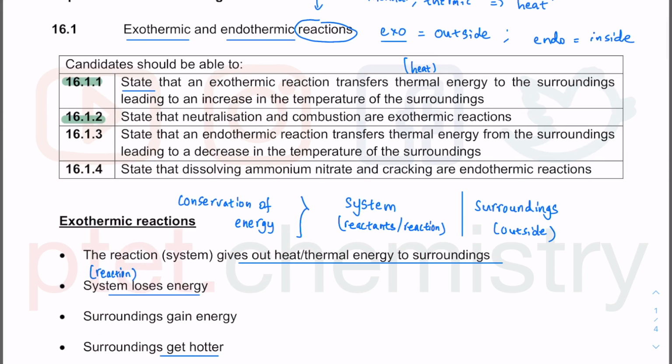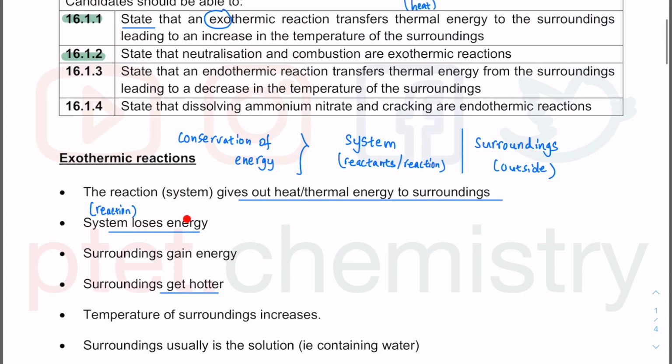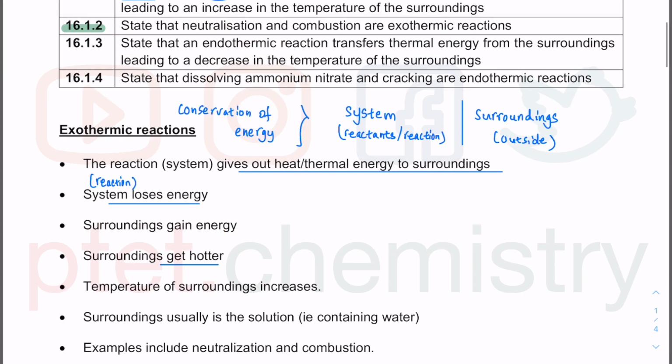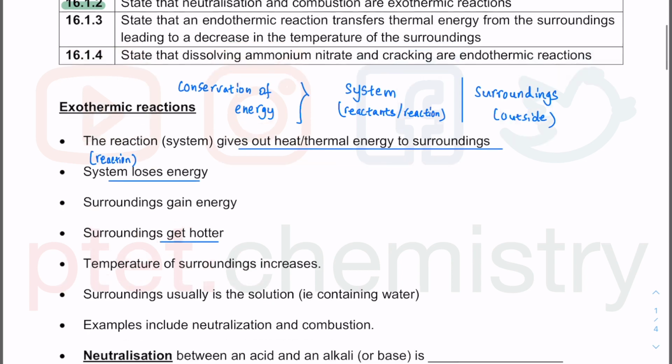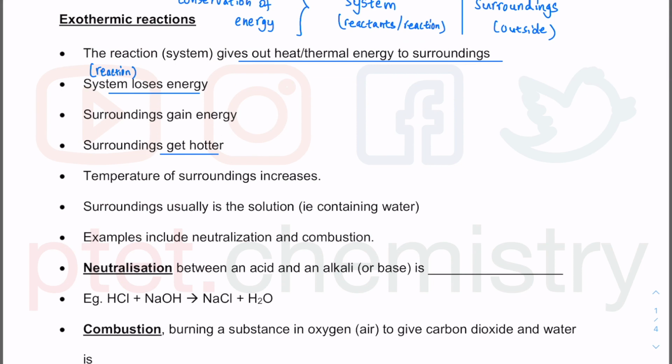Exothermic. Exo means give out. Endo means takes in, absorb. Exo, give out. Exo, outside. Thermic, heat, give out heat energy. Therefore, if your system gives out heat energy, your system loses energy, your surrounding gains energy, your surrounding gets hotter, therefore the temperature of the surrounding increases. Okay, so everything follows the logic step by step.